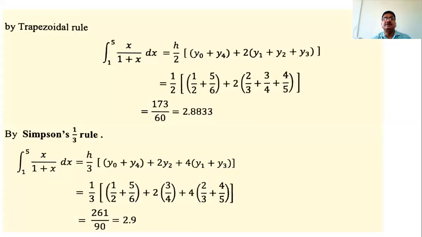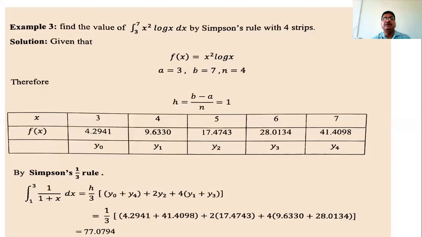because Simpson's 3/8 rule is applicable only if the number of sub-intervals is a multiple of 3. Like that, another question: is it possible to apply Simpson's 1/3 rule if the number of intervals is 5? Again, the answer is that Simpson's 1/3 rule is not applicable if the number of sub-intervals is 5, because it is applicable only if the number of sub-intervals is even.